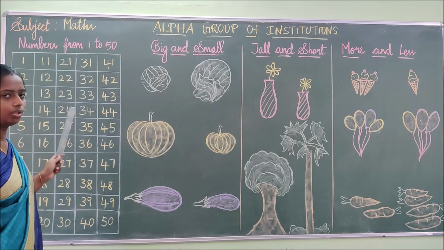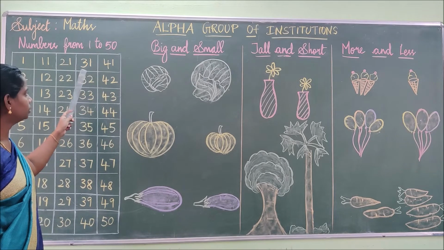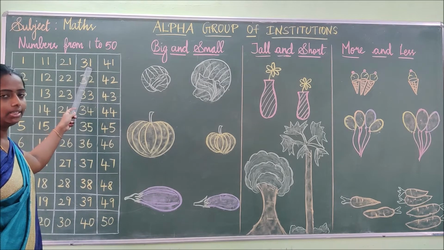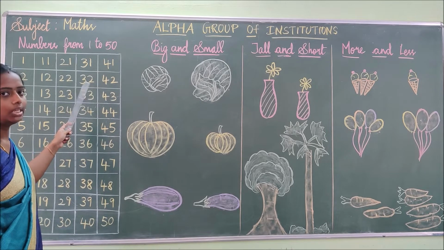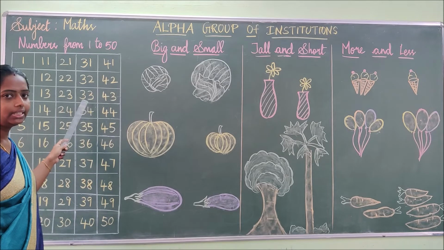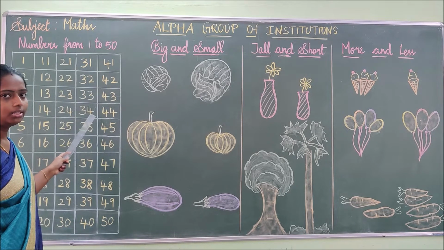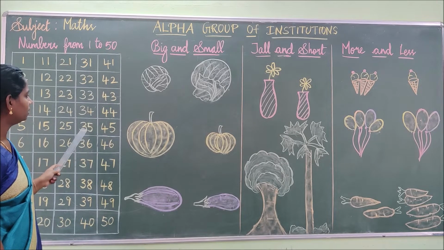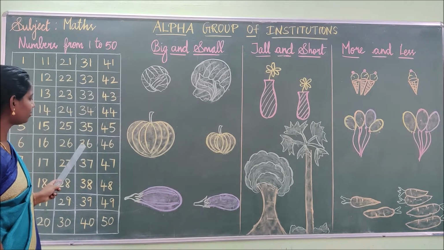Yes, very good. What is it? 31. Okay. 3, 1, 31. 3, 2, 32. 3, 3, 33. 3, 4, 34. 3, 5, 35.